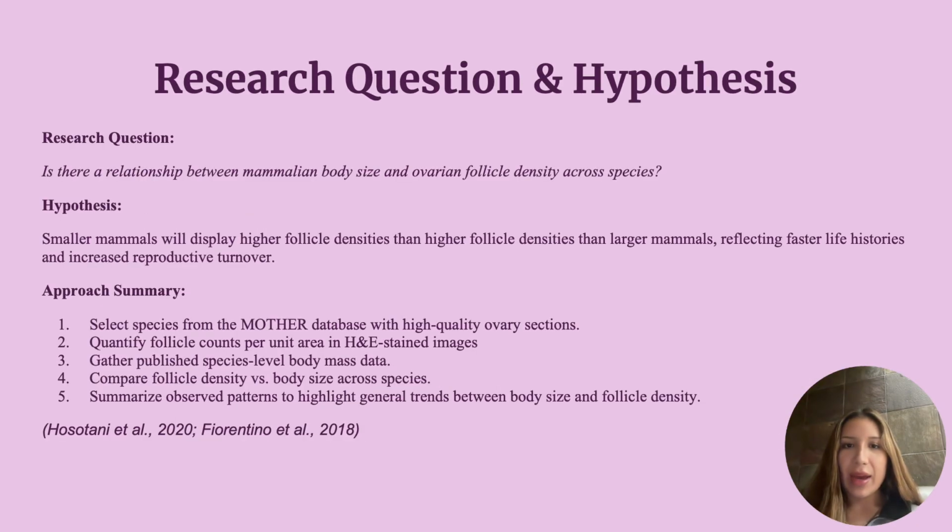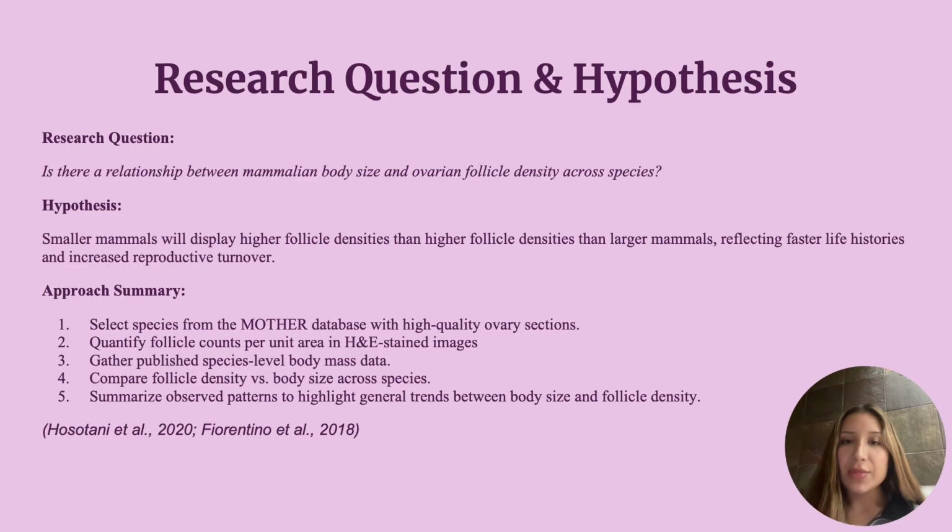The main question I'm asking is: is there a relationship between mammalian body size and ovarian follicle density across species? My hypothesis is that smaller mammals will have higher follicle densities than larger mammals, reflecting their faster reproductive turnover and shorter life histories. To explore this, I'll use images from the MOTHER database, which provides standardized ovary histology for multiple species. By comparing follicle density and body size, I aim to observe general scaling patterns that could indicate a link between reproductive strategy and morphology.